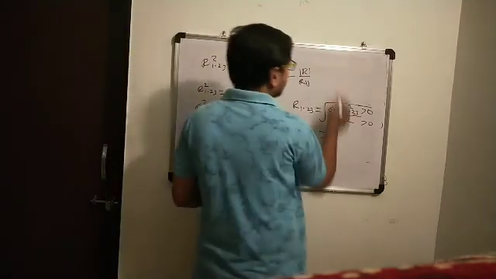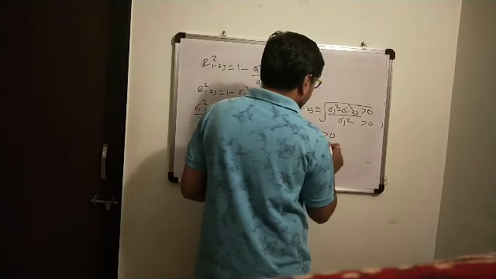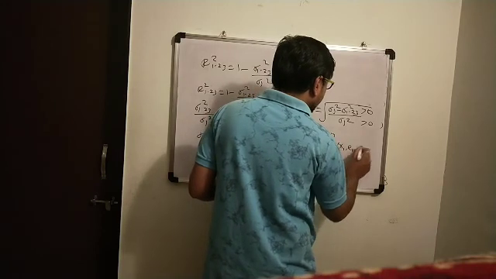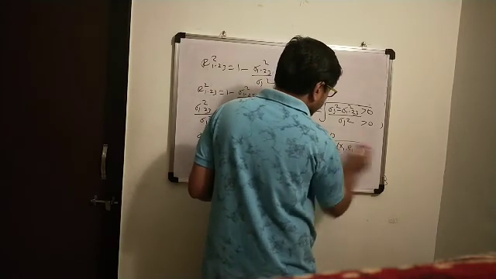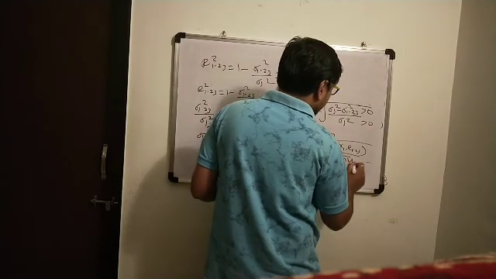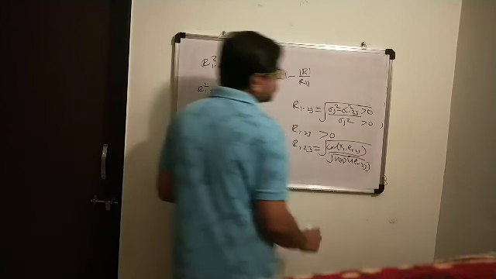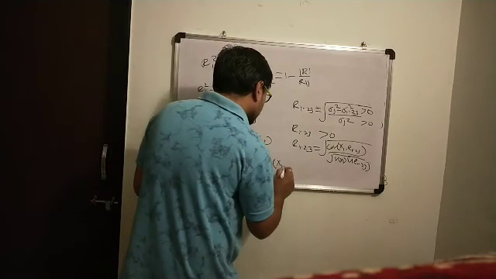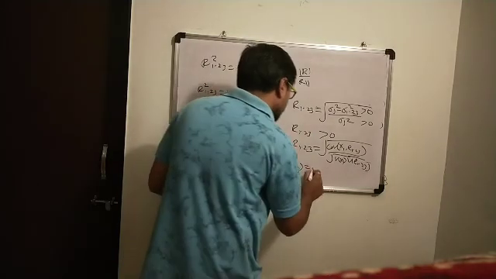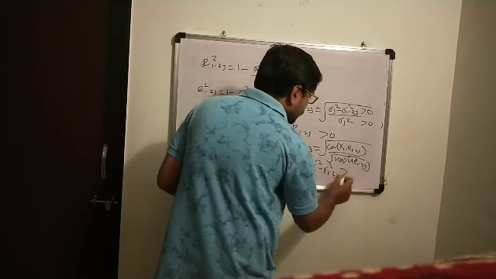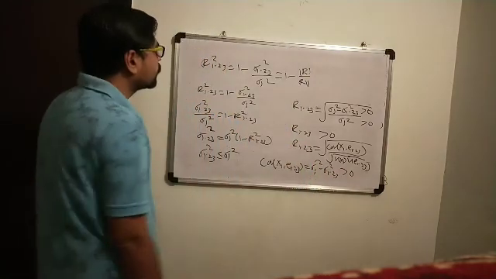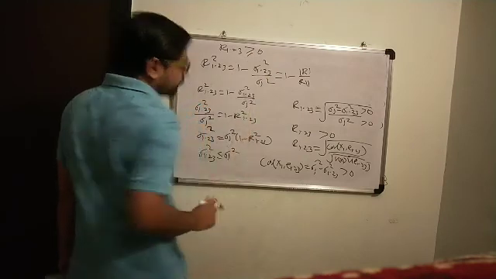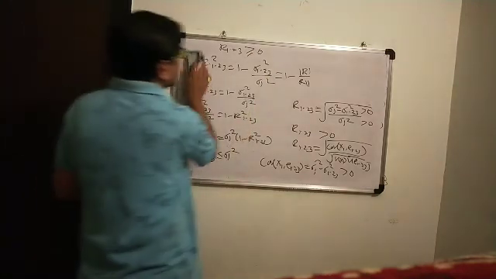This is equivalent to the covariance of x1 and E1.23 divided by variance of x1 into variance of E1.23. So this covariance is positive. Covariance is sigma 1 square minus sigma square 1.23, so this difference is positive. So R1.23 is positive. So we have got the first condition, R1.23 is positive.